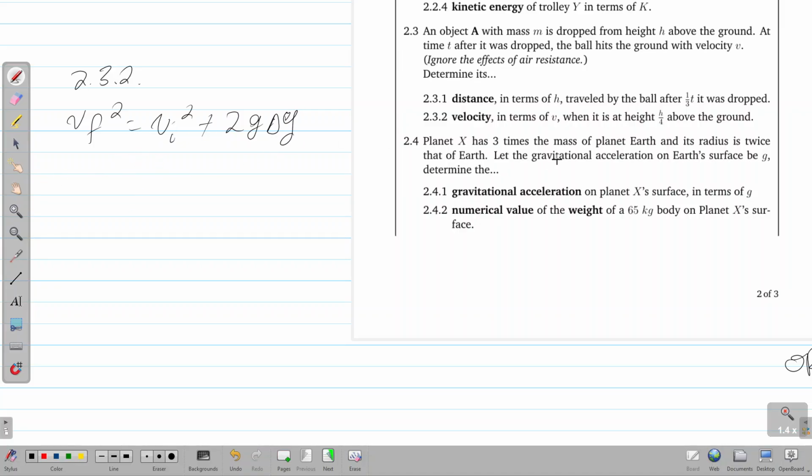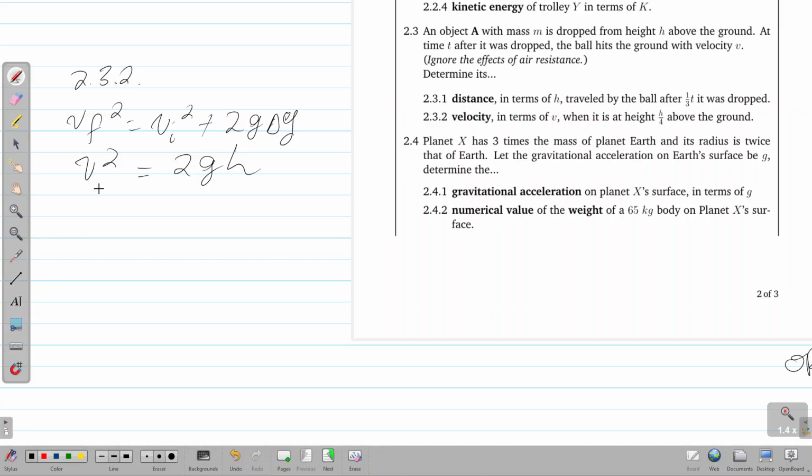And so this v final is just v. So this is our v squared here, is equal to the initial velocity 0, so that's 2g, and our delta y is h. Okay, so now this says that the square of velocity is the one that's proportional to h. Okay, so what happens when you change h to h over 4?